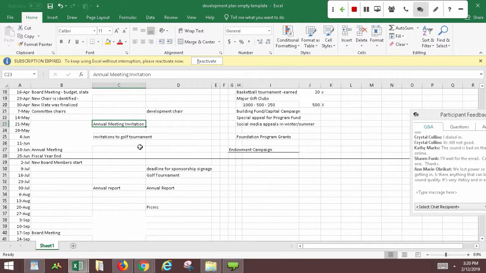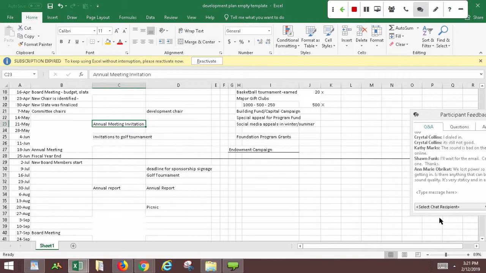Sometimes we were able to stick a golf tournament invitation into the annual meeting invitation, but these aren't the same mailing lists. The annual meeting invitation is specifically for people who gave, whereas the golf tournament we want to send to all kinds of people who haven't given yet, right? So sometimes you can merge part of it, but it's a separate mailing.